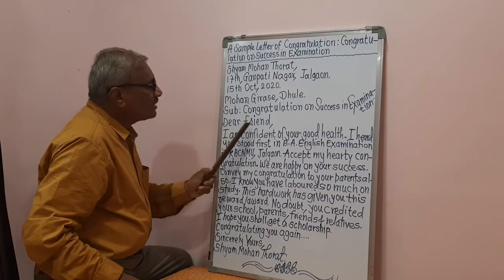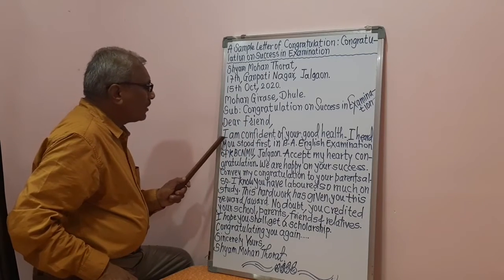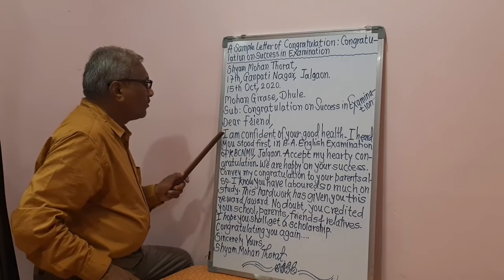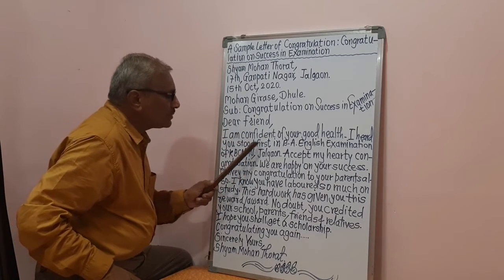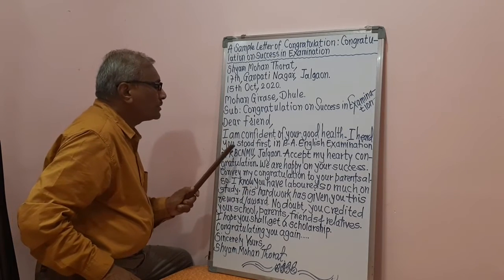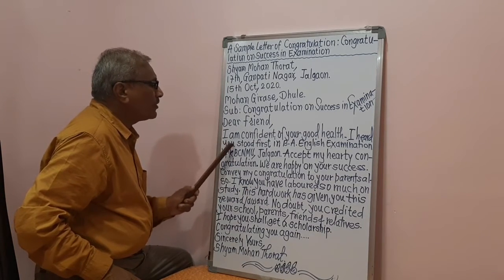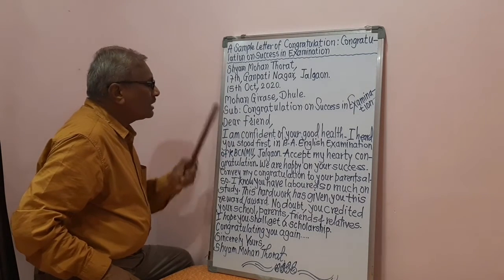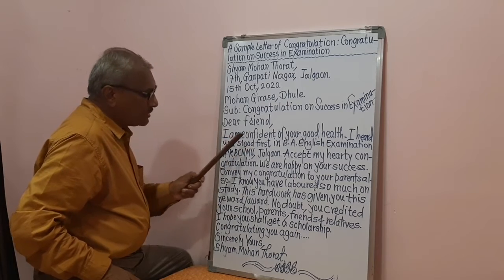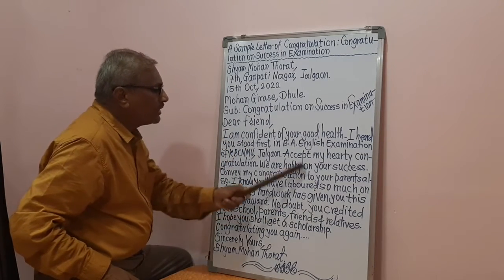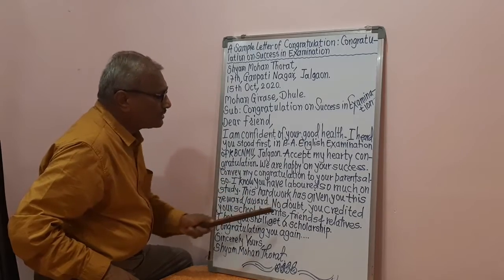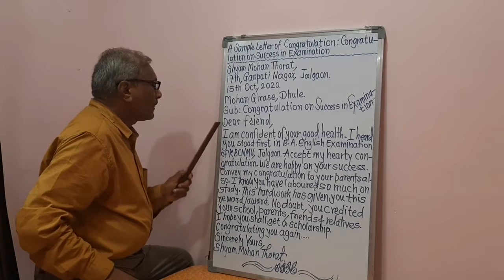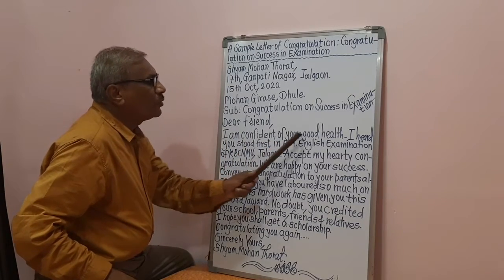Now after this dear friend, comma, this is the beginning of the body of the letter. The body of the letter means the total description of the letter. Total description of the letter means what? The total information which we want to say, or the information which the sender wants to say. So this is called the body of the letter, or the information of the letter, or the subject of the letter. So the subject of the letter is, I am confident of your good health.